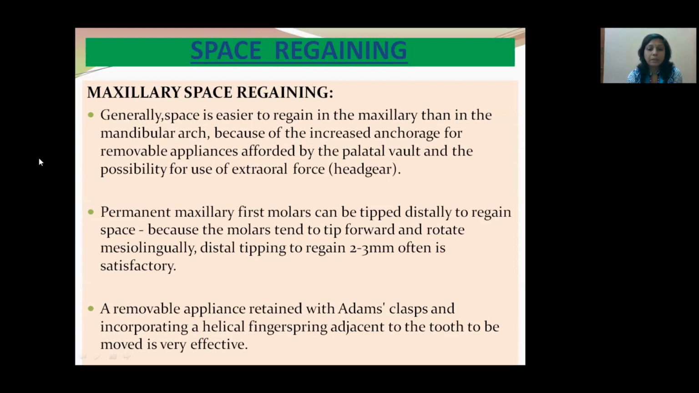Permanent maxillary first molars can be tipped distally to regain the space because the molars tend to tip forward and rotate mesiolingually. So the distal tipping will regain 2 to 3 millimeters. That will be satisfactory to correct some of the space requirement. A removable appliance retained with Adams clasps and incorporating a helical finger spring adjacent to the tooth to be moved is effective for this procedure.